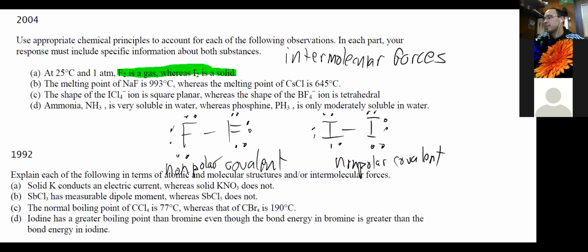So that's our beginning part, right? So both of them have a non-polar covalent bond. So what VSEPR geometry is F2? How does that molecule look?